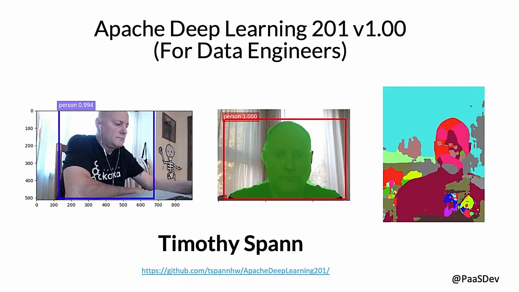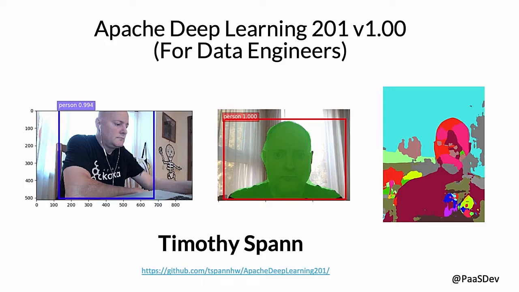This is Apache Deep Learning 201. So this is using only Apache software projects for doing deep learning and doing streaming. How do you interface with these different tools? How to do it with all Apache. This is not a Cloudera talk. This is straight Apache. This is how you can use various tools in the Apache Software Foundation to do deep learning.